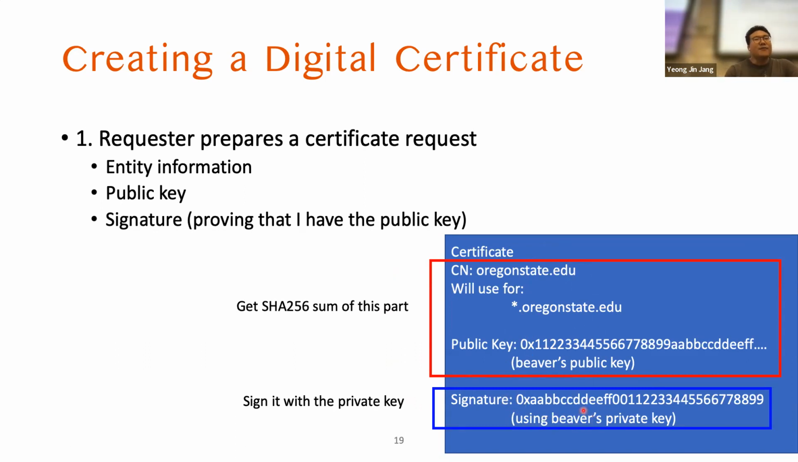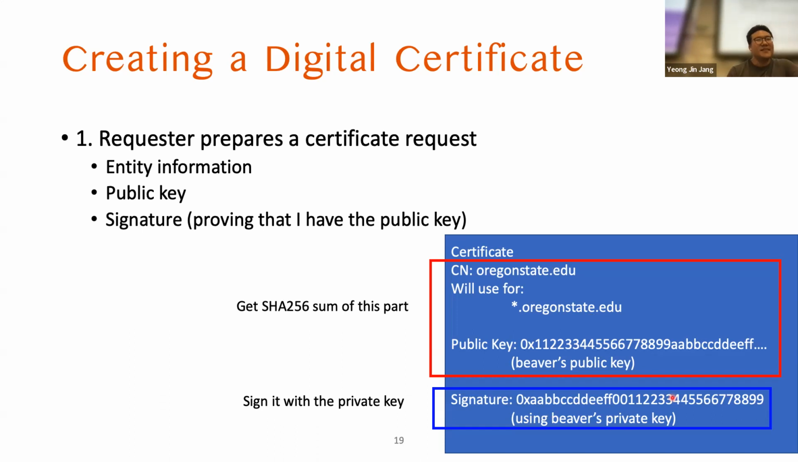The reason why we require a signature on the certificate request is that it proves that you are the owner of the private key. As a certificate issuer, we should not generate this kind of certificate for any public key, because somebody can lie about being the holder of the public key. To verify that the entity indeed holds the private key, we ask for the signature. So we ask the requester to get the SHA-256 sum of this data and then put the signature on it.